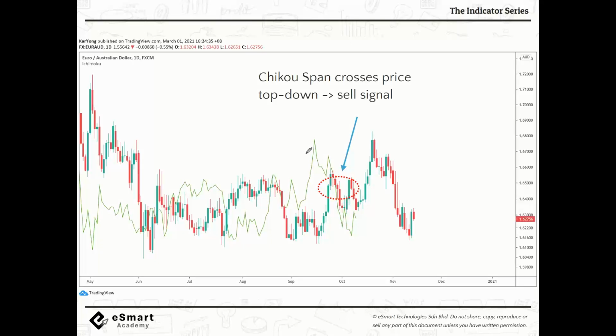Okay, so you can see over here, it was above and then it crosses below it. And of course, over here, you can see from below, it crosses above it, right? And then from there, it starts to trend up. So that's how you use the Chikou Span.